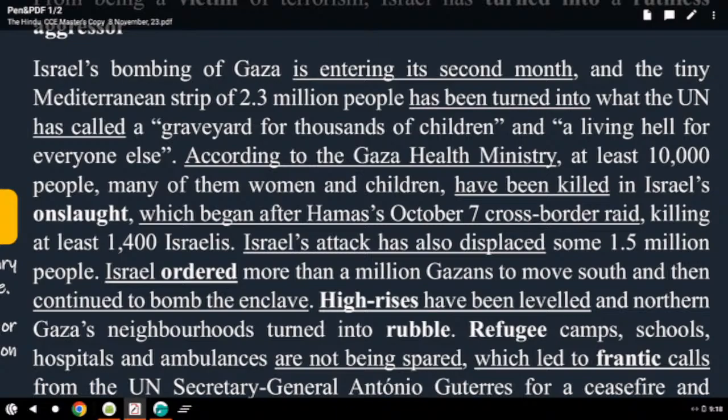Entering, which tense is that? Present continuous. Underlined words, you have to be alert. When I ask a question, you have to respond quickly. Israel's bombing of Gaza is entering its second month, and the tiny Mediterranean strip of 2.3 million people has been turned into. Here, what is the subject? Underline the tiny Mediterranean strip. Strip is the key word, that is singular. Of 2.3 million people, phrase, put the words in brackets. Strip have or has. So singular verb has been used. Strip has been turned into.